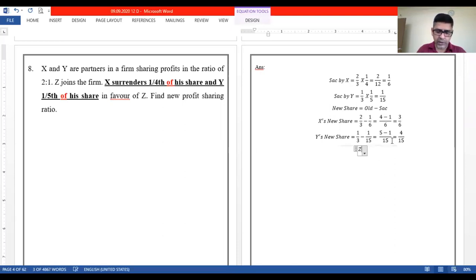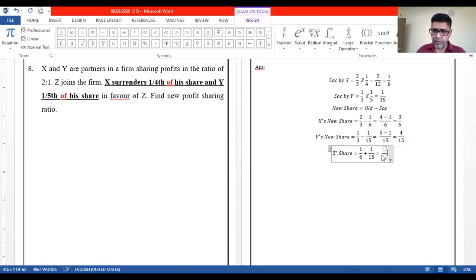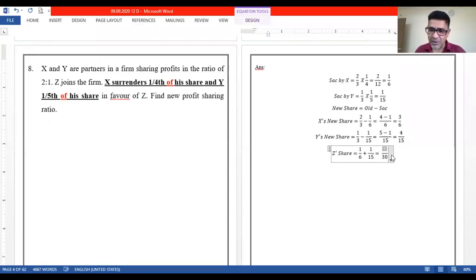What is Z's new share? So Z's new share is not given to us. But we know that X and Y both have sacrificed for Z. Let us add those two. Sacrifice by X was 1 by 6 plus sacrifice by Y is 1 by 15. Okay, so let us add these two. The LCM over here will be 30, right? So 6 5s are 30, so 5 plus 2, okay, so 5 plus 2 is 7 by 30.